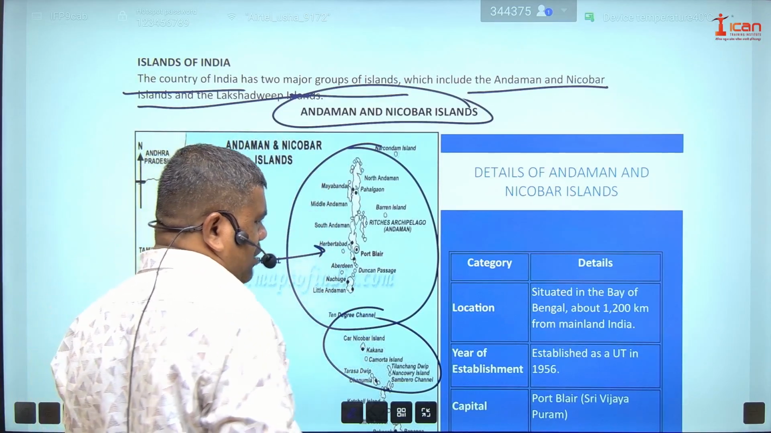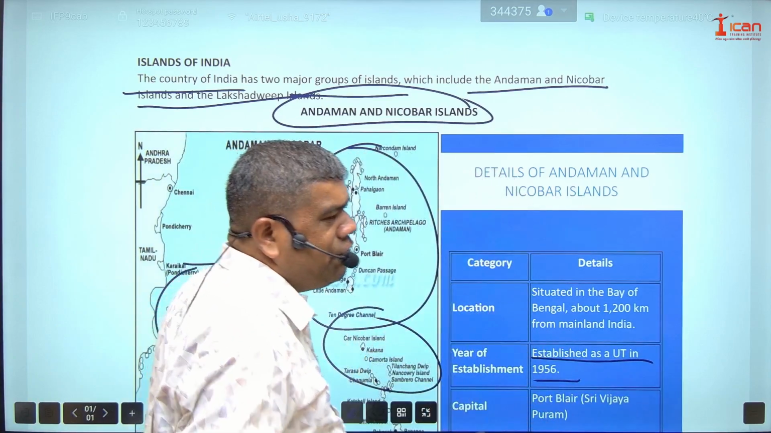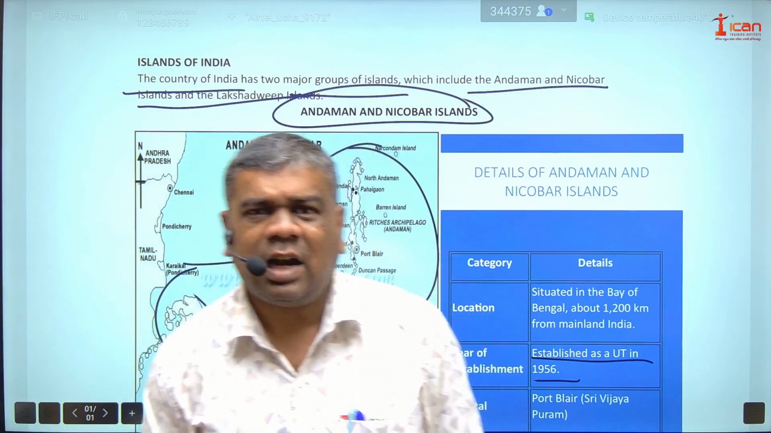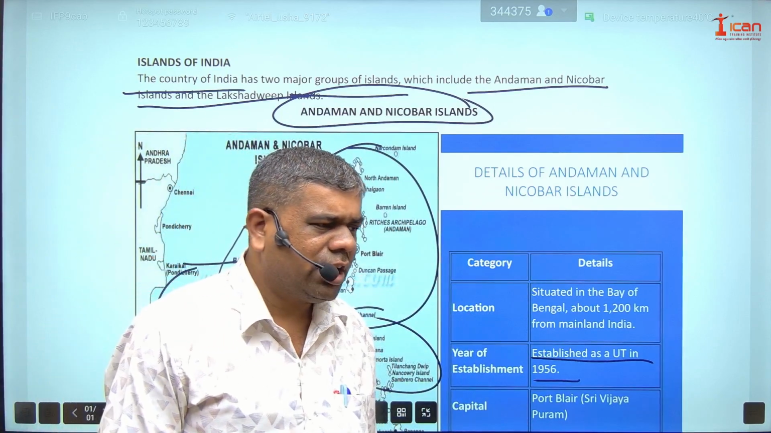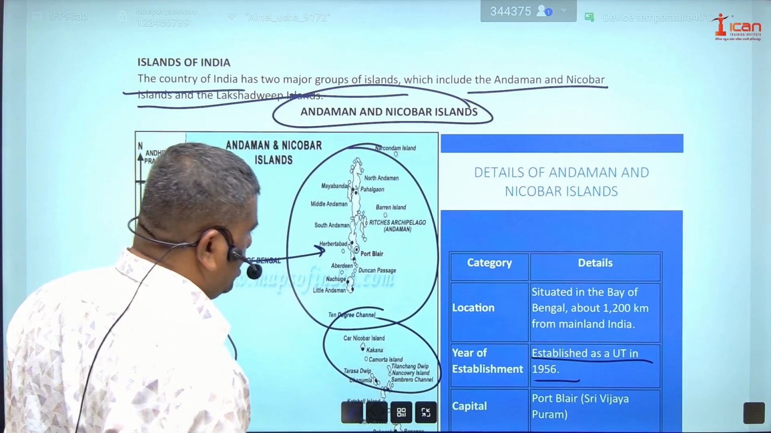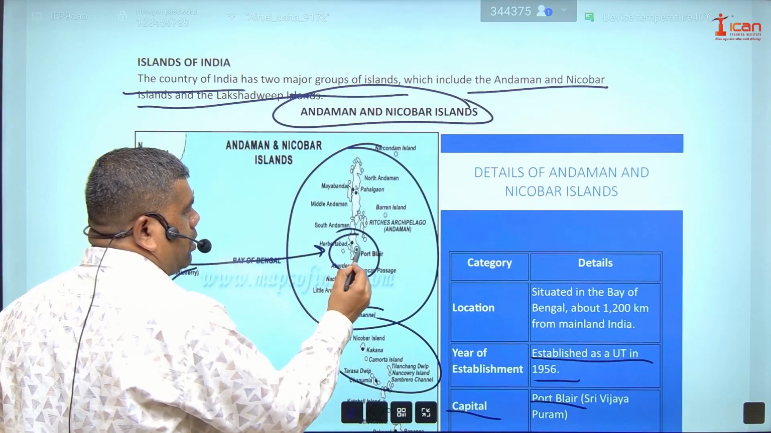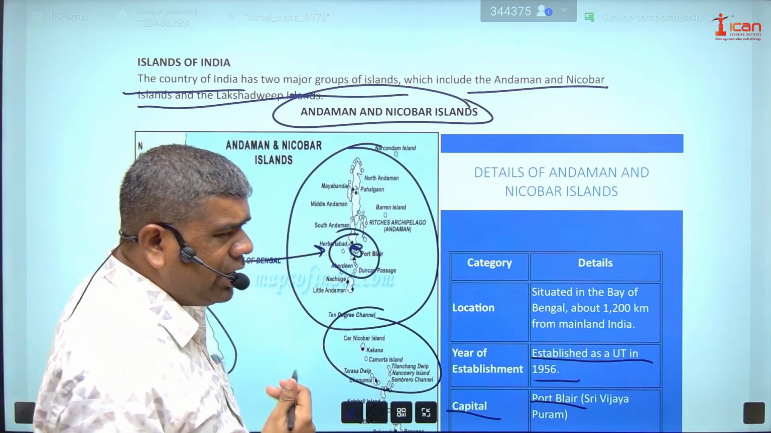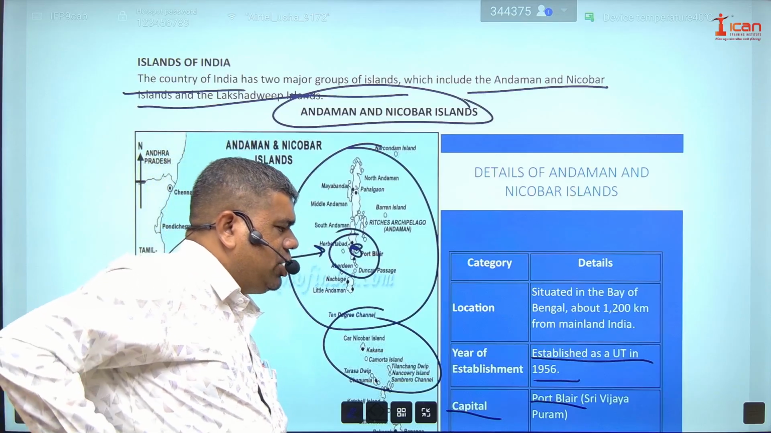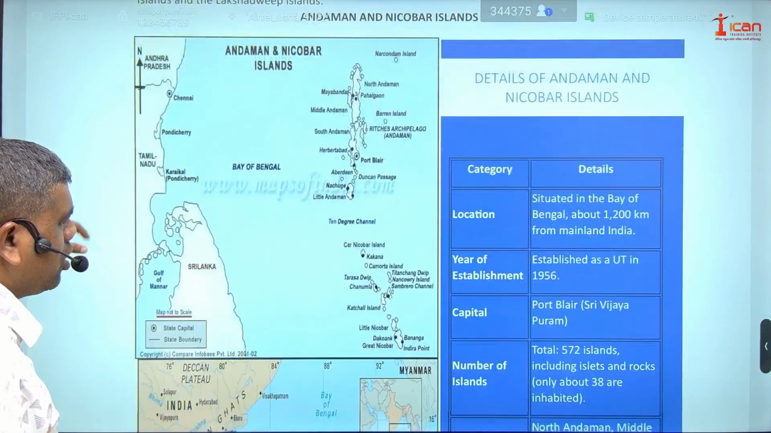Now, when was it established? It was established as a union territory in 1956. So in 1956, we had the State Reorganization Commission, and they started classifying states and union territories differently, and some were called states and others were called union territories. Then the capital is Port Blair. This is Port Blair here, right. And right now it is called Sri Vijayapuram. In 2024, we renamed it to Sri Vijayapuram. Port Blair appears a very anglicized name, so that is why they changed it.